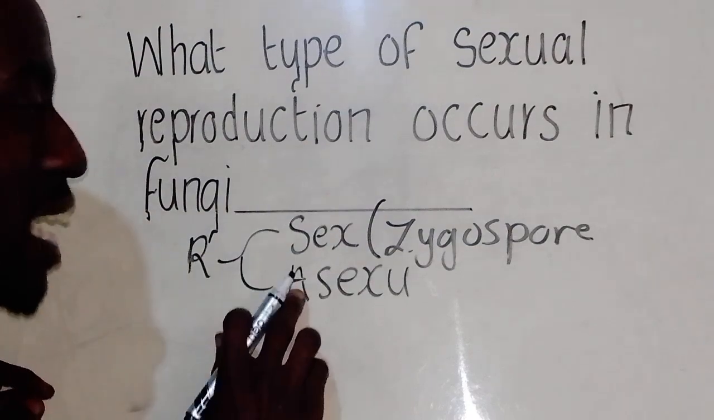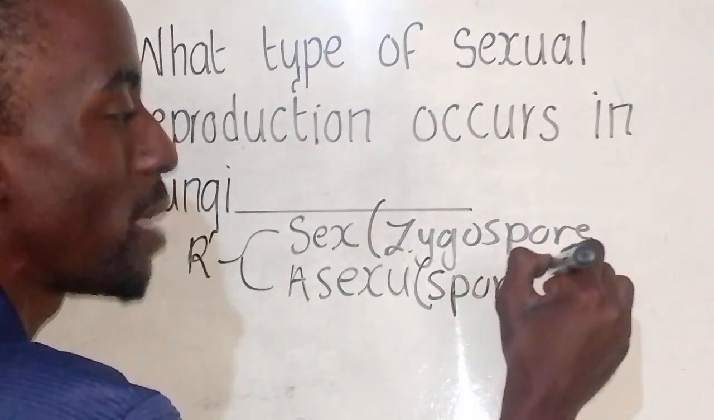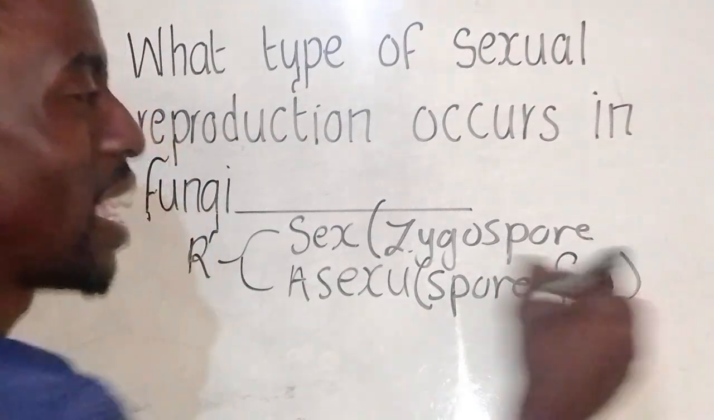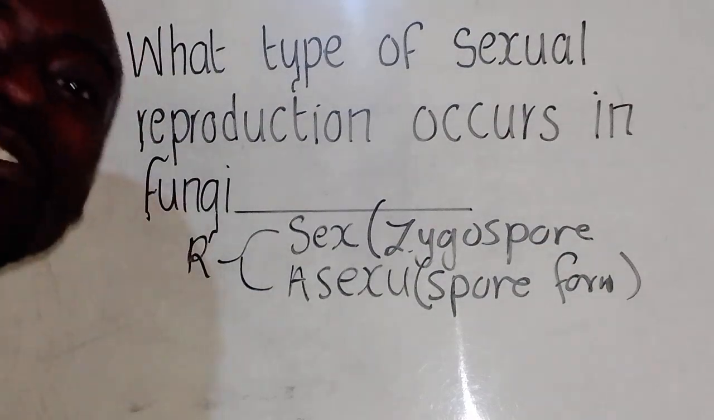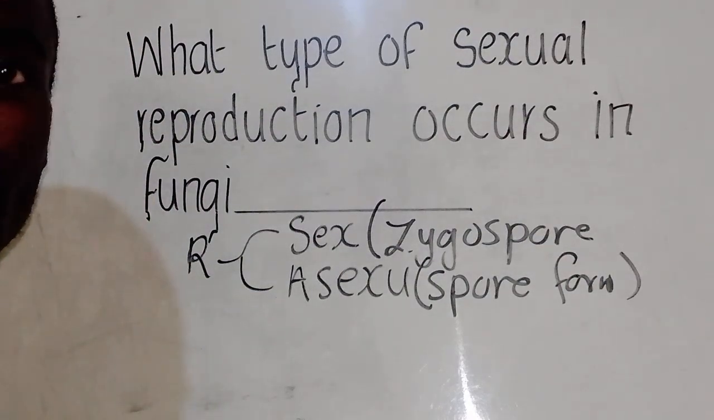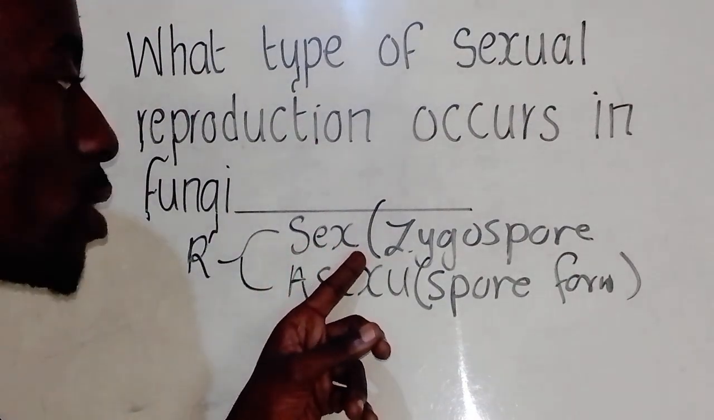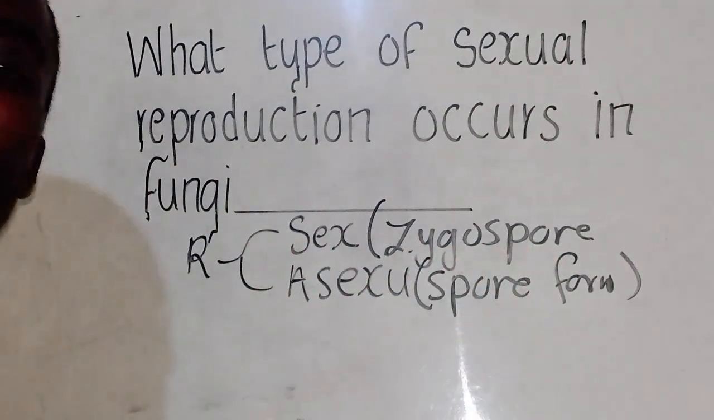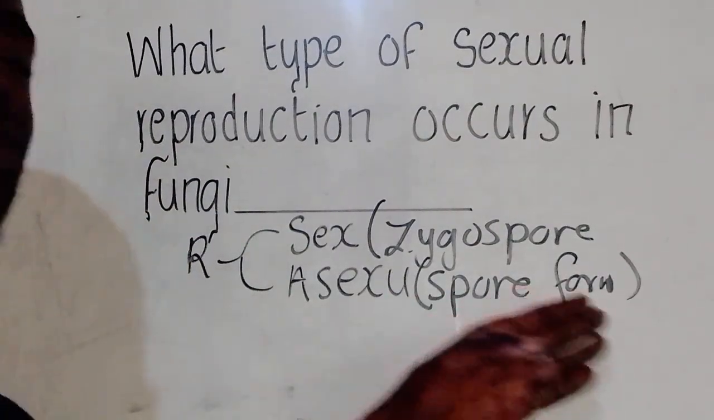But when you talk about asexual, we call it spore formation. I hope you have seen the difference. So in a fungi, we may have two types of reproduction. When you talk about the sexual reproduction, a good example is zygospores. When you talk about asexual reproduction, a good example is spore formation.